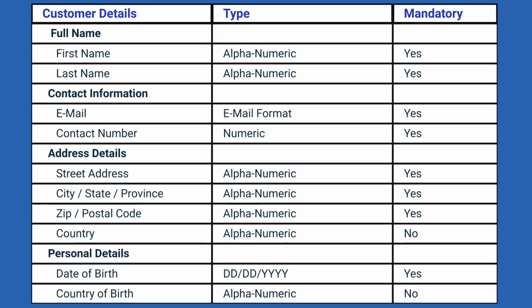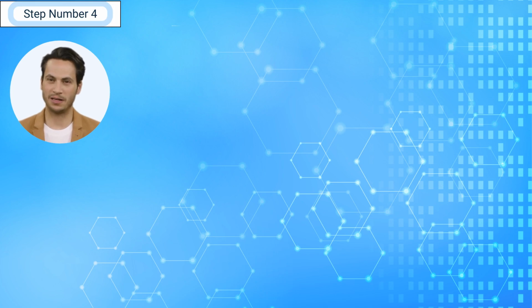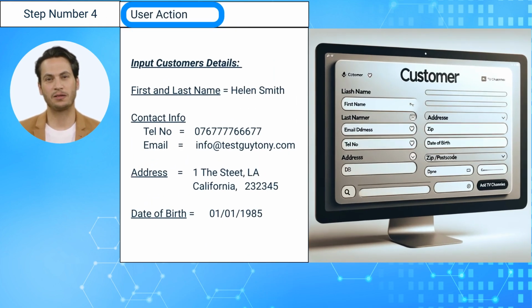Do you remember this part of the design document? You would need to refer to this information when you create the customer's details. Let's do this now. Step 4 is where we input the customer details. So the user actions will need to make sure that all the customer's information is captured.